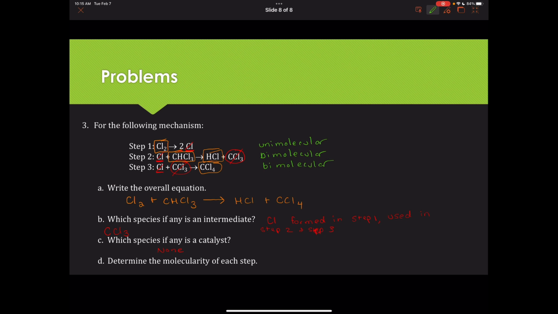So our mechanisms share key components. They've got elementary steps that add together to give us the overall equation. If we've got multiple steps, we usually will have intermediates, and we may occasionally have catalysts. Each step is described by a molecularity depending on the number of particles that interact with one another.